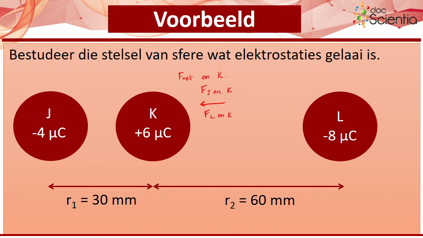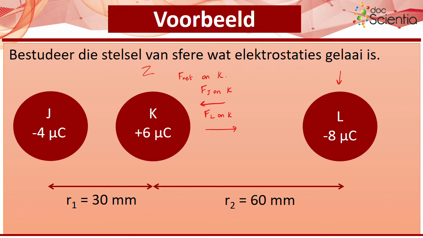What would the force on K be due to L? To the left or to the right? Na regs. Hoekom na regs? Because let's say, imagine for a second, and that isn't necessarily true, but let's imagine for a second that this one is fixed and this one is loose. In watse rigting gaan hy beweeg as ons heeltemal vir J ignoreer? It'll move to the right. Why? Because this is negative and this is positive.